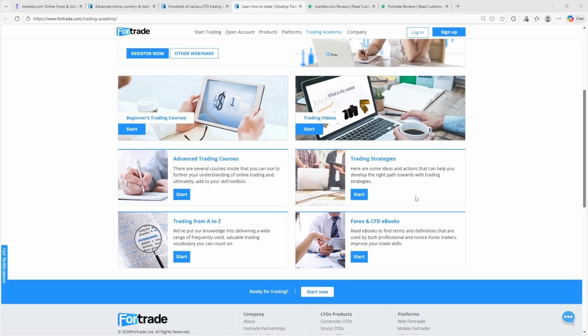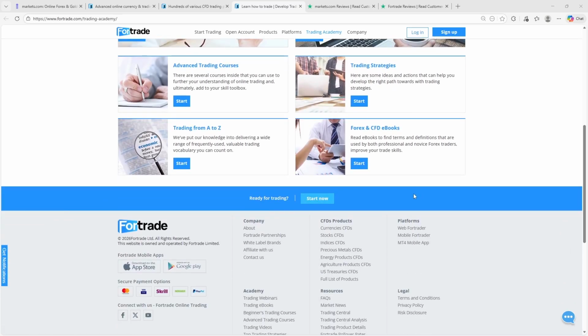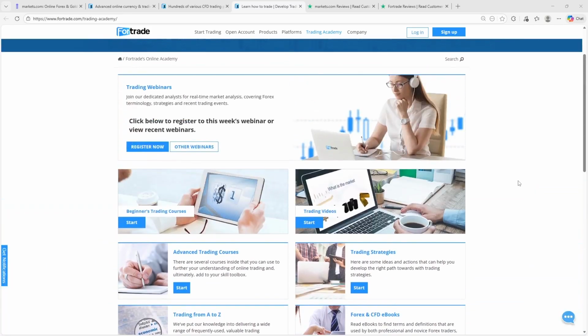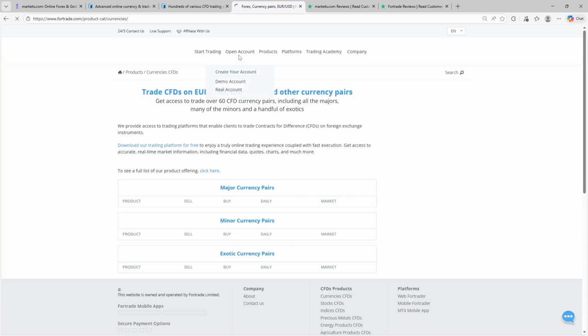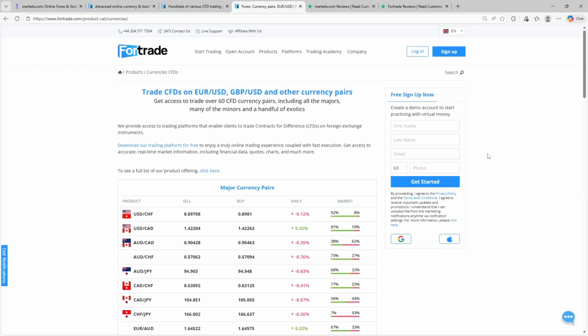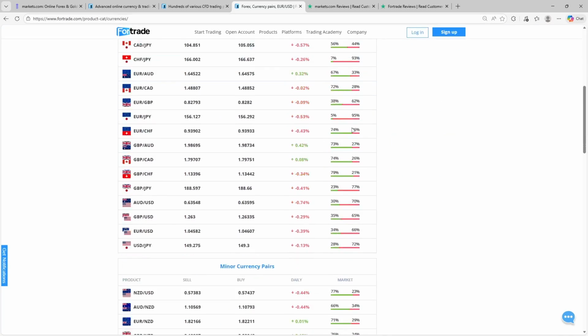On the pro side, Fortrade offers clearly published trading conditions, stable spreads, predictable execution, and a platform experience that prioritizes reliability. Many traders appreciate the consistency during volatile sessions, the straightforward pricing model, and the emphasis on risk awareness rather than incentives.